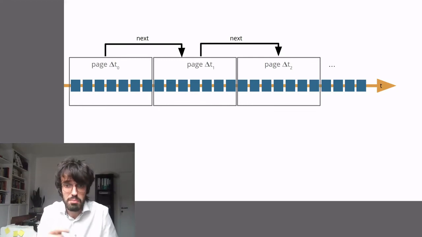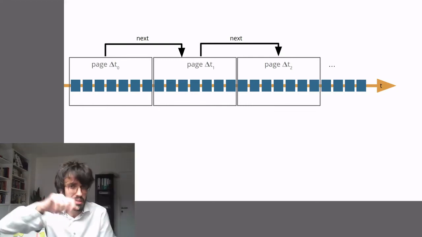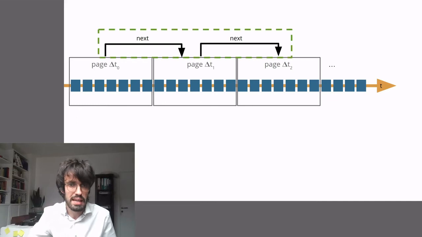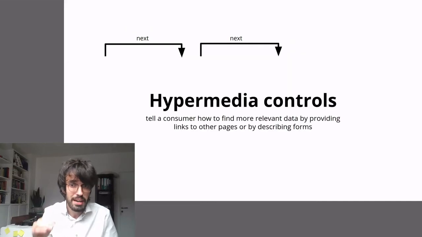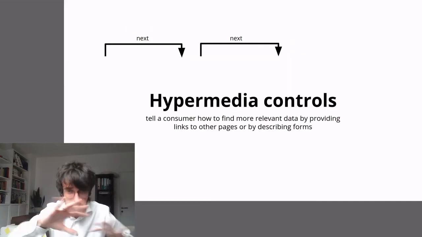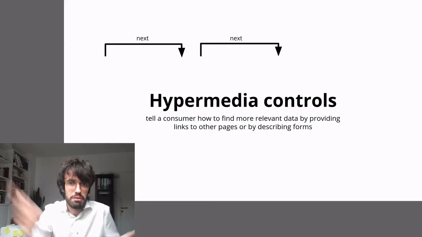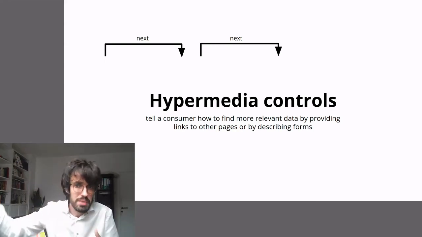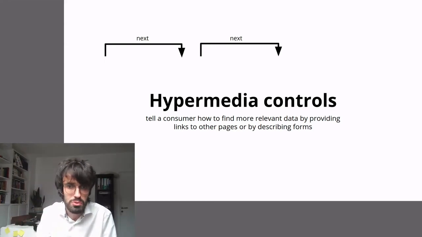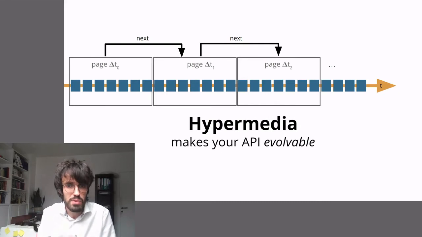That's interesting because you're going to start from one part and then you're going to follow links. And these links over there, that's something I love, that idea for pagination. Why? Because hypermedia controls, or the general name for hyperlinks, also allow you to describe forms, and they really make your API evolvable.